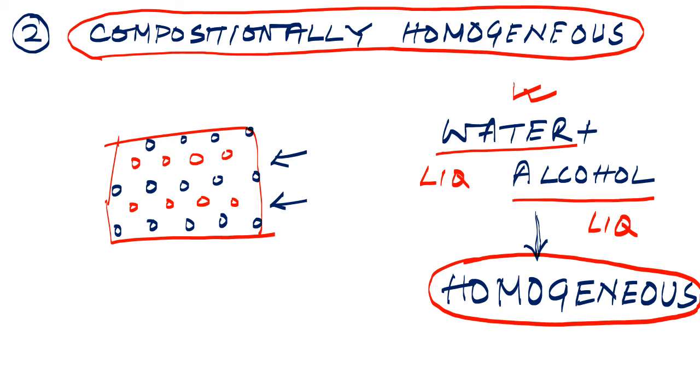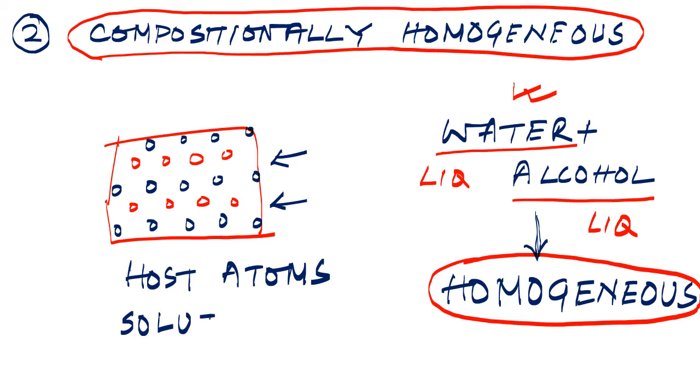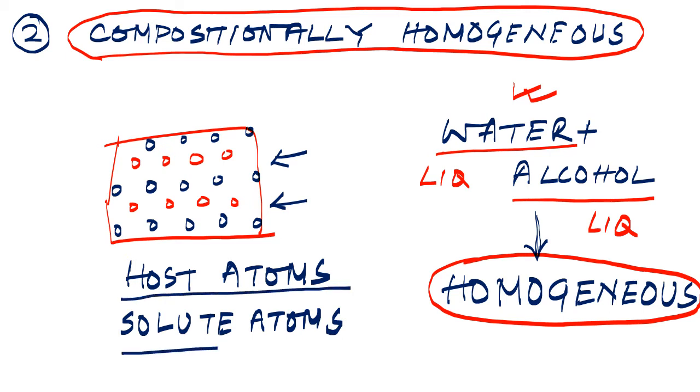Now, in doing so, there are two ways by which solid solution formation is possible. Here we talked about two things: the host atoms and the solute atoms. Now, what are the criteria by which they will accept each other? That is what we are going to talk about.